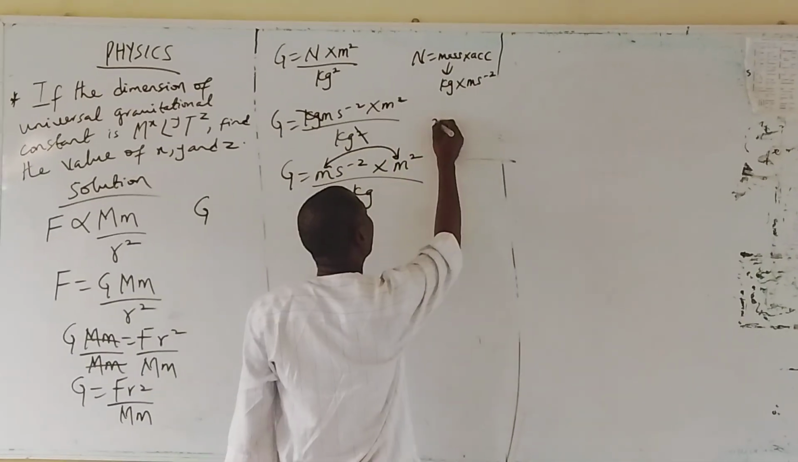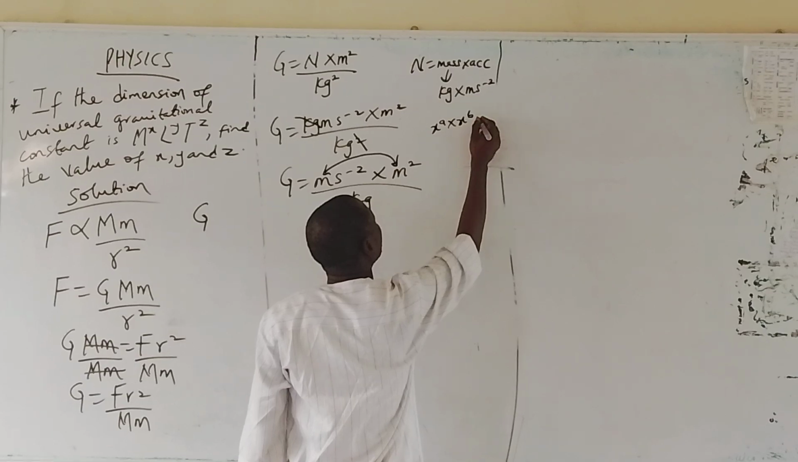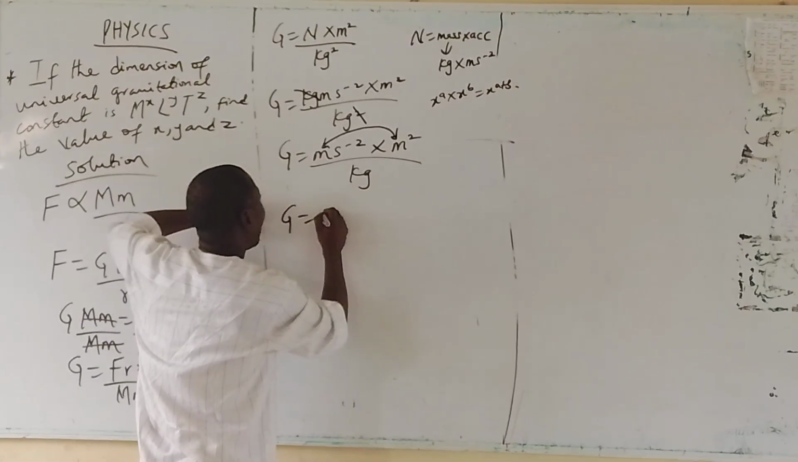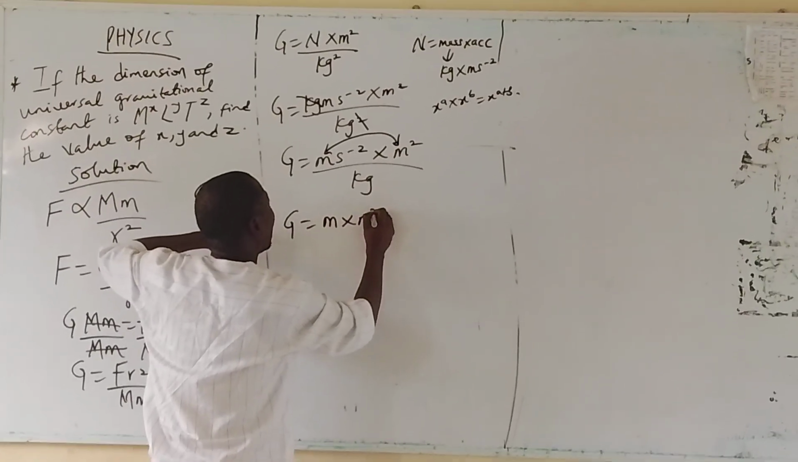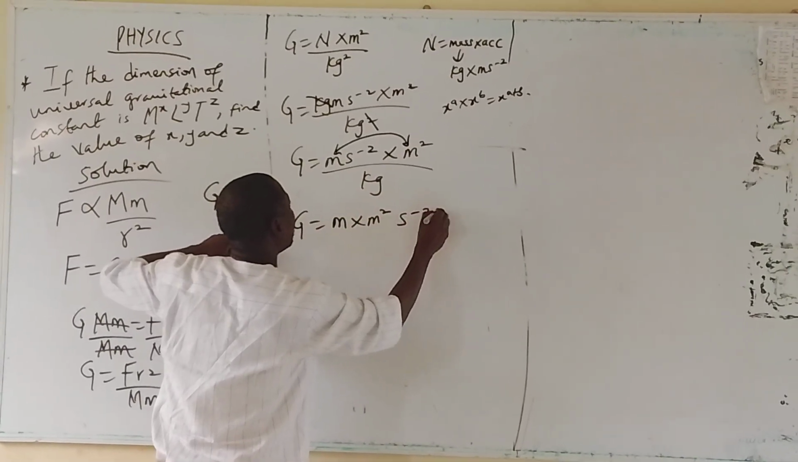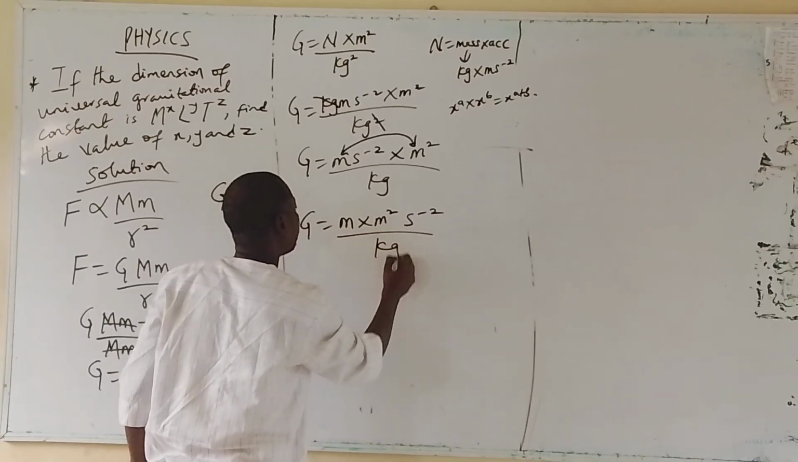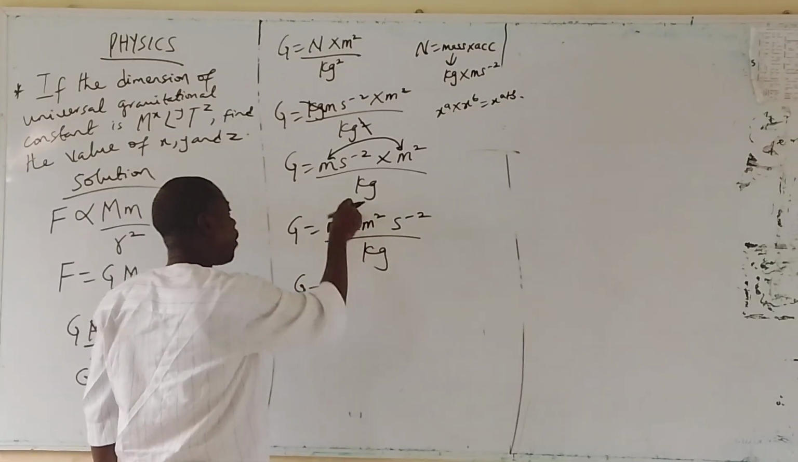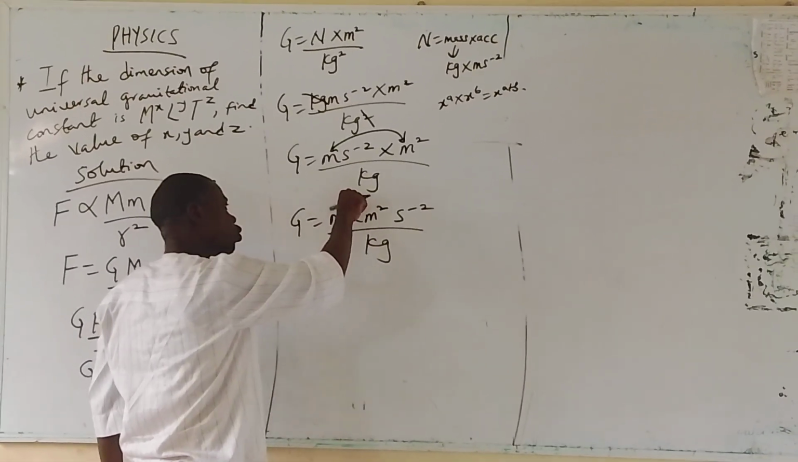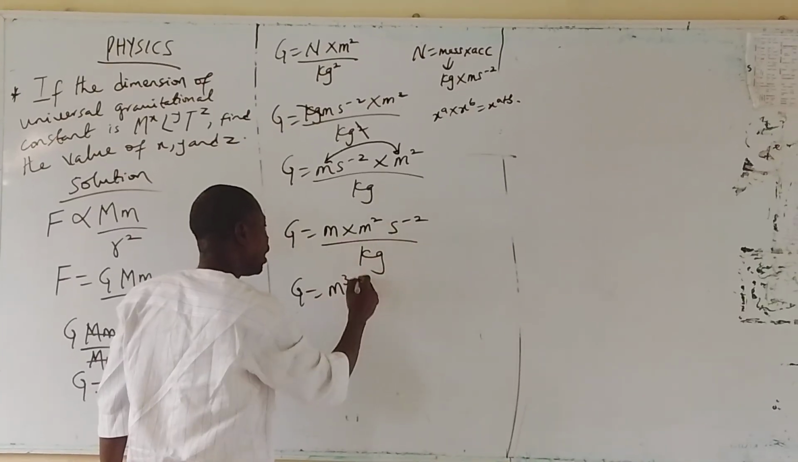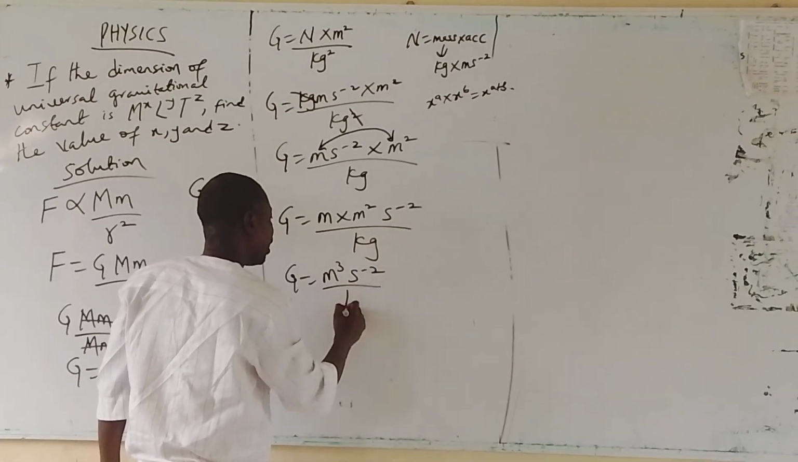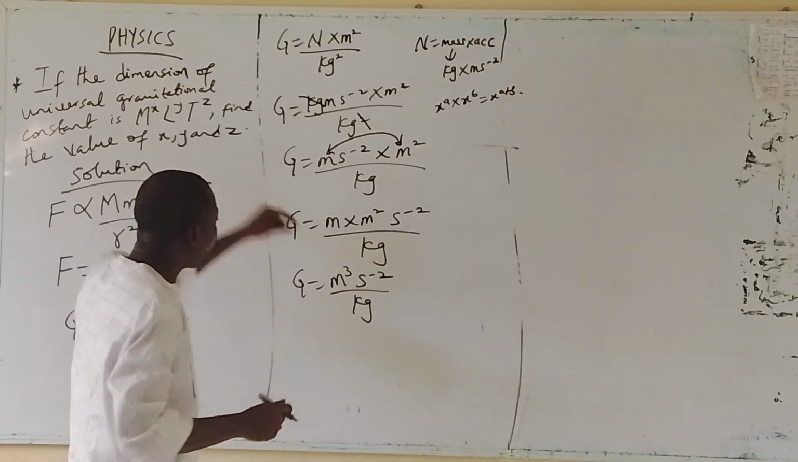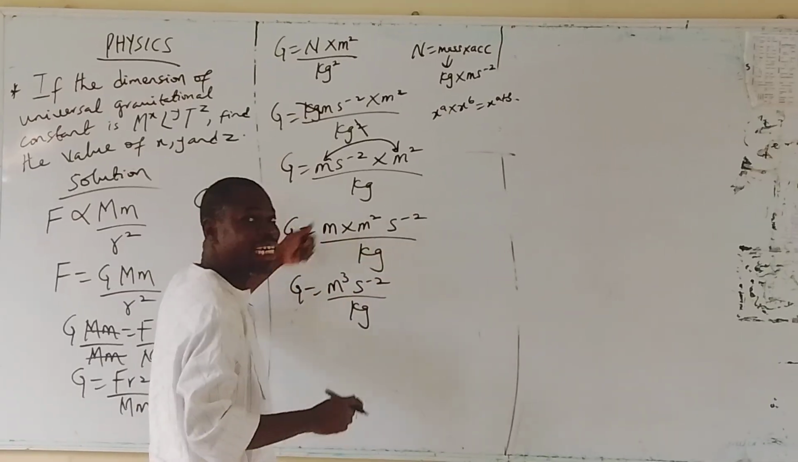The first law of indices says that x to the a times x to the b is equal to x to the a plus b. So that means G is equal to meter times meter squared, multiplied by seconds to the minus 2, over kilogram. If I use the first law of indices as I analyzed earlier, I add the powers. The power of meter here is 1, so this will now be meter to the 3, seconds to the minus 2, over kilogram. Now I've gone from definition to formula, and I now replace these units with their dimensions.